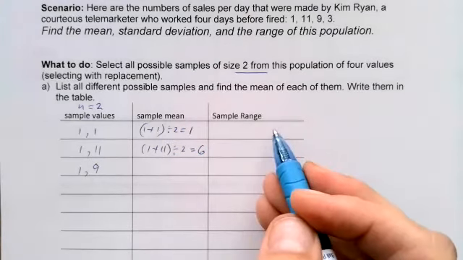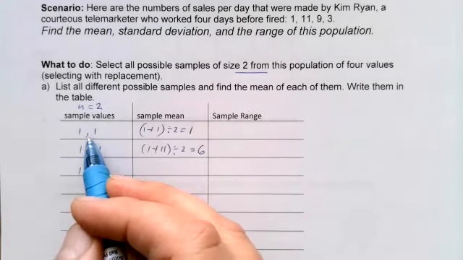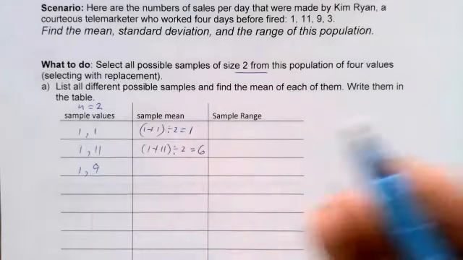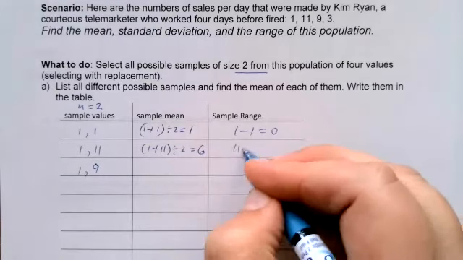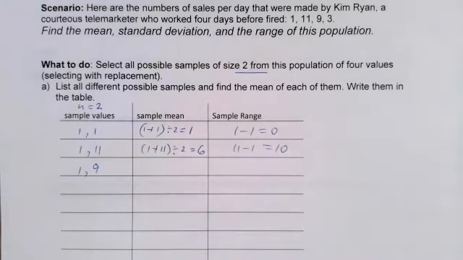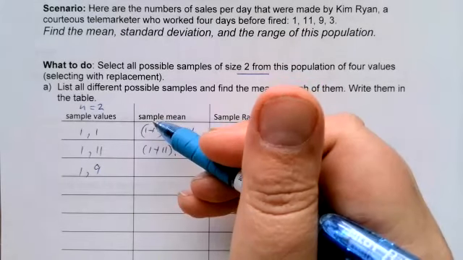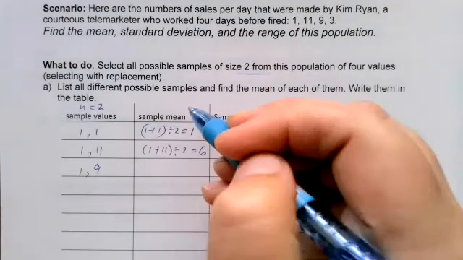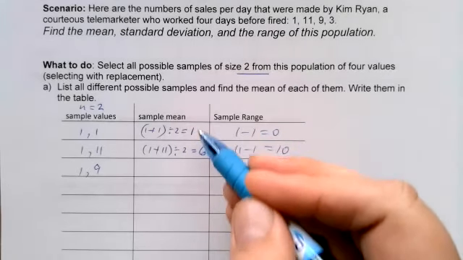And then I would like you to find the ranges. So the range between 1 and 1, remember, range is the maximum minus the minimum value. So that's going to be 1 minus 1, which is 0. Here we're going to have 11 minus 1, which is 10. And you would do that for all of the samples of size 2. So let's go back, we're going to focus mostly on the sample mean, okay? So you're going to have a list of numbers in this column.